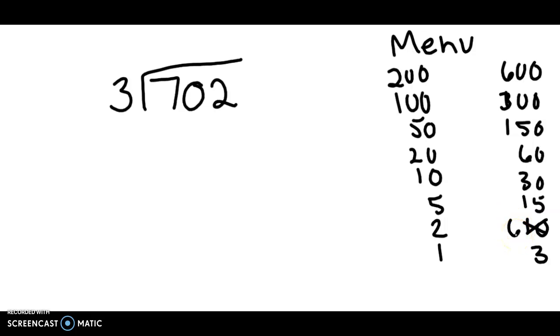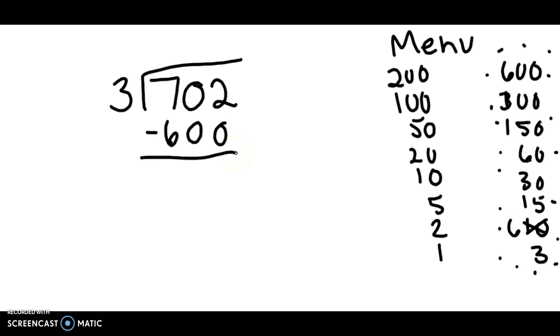So when students are starting, they look at their dividend of 702 and then look over here at their menu to decide what number they want to get first. I tell them that they want to try to get the biggest that they can. So if I look at my choices, 600 is going to be getting me pretty close to 702. And when I subtract away 600, I want to put that I multiplied by 200 to get that. So 3 times 200 is 600. And when I subtract that, I'm left with 102.